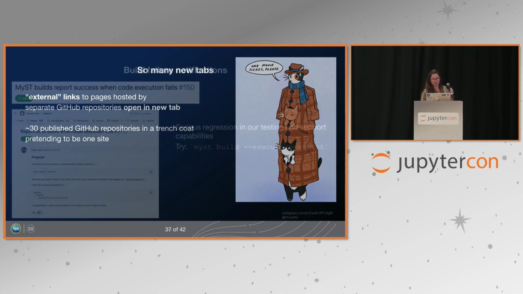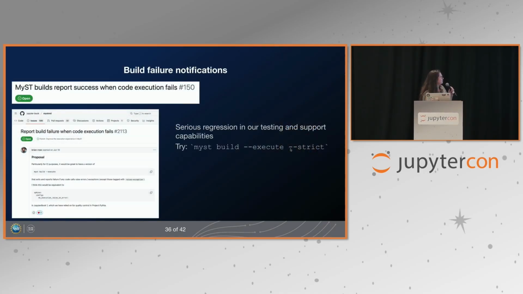Last week I saw that there's, I don't know if this was around the whole time, this strict keyword to build our notebooks, which would cause it to fail, which is good because we want to know when things fail instead of having them just silently fail.